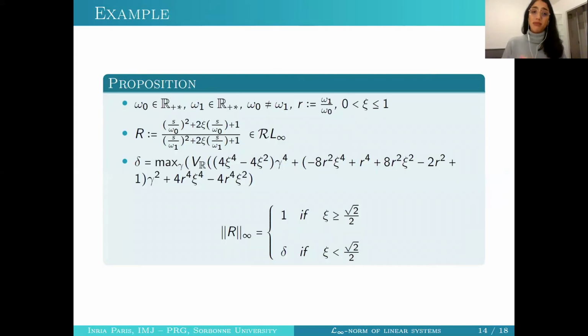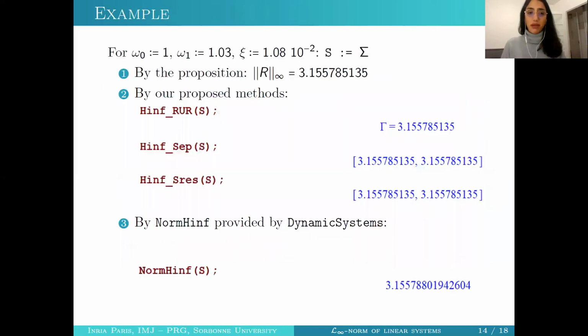We pass now to an example, proving in this proposition that the L infinity norm of the transfer function R, which is a transfer function depending on parameters, is either one if xc, a parameter, is higher than square root of 2 over 2, or it is the maximal real root of this polynomial that we can see, which is a univariate polynomial in gamma having the following parameters, whenever c is less than square root of 2 over 2. So we choose particular values for our parameters, and we compute the L infinity norm of R. First, by this proposition, we obtain this value.